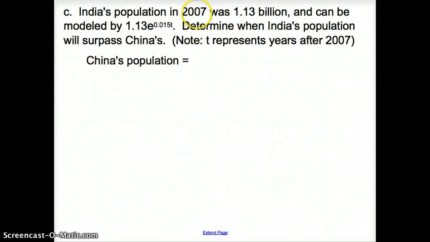One more. Now we're asked, India's population in 2007 was 1.3 billion and can be modeled by this guy right here. Determine when India's population will surpass China's. T represents years after 2007, ladies and gentlemen. So, in 2007, first thing we have to note is what was China's population? China's population was 1.32 e to the 0.0066t.